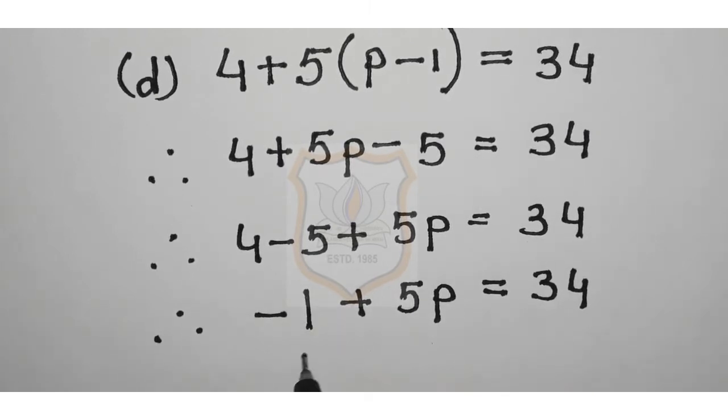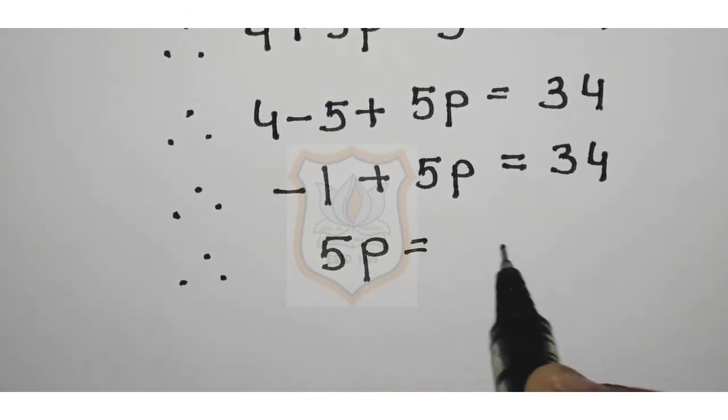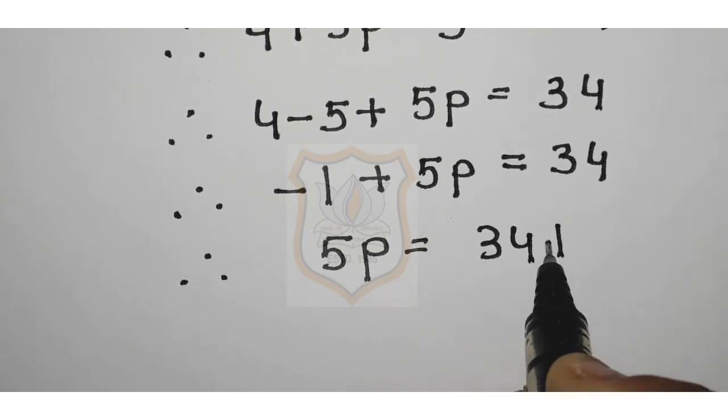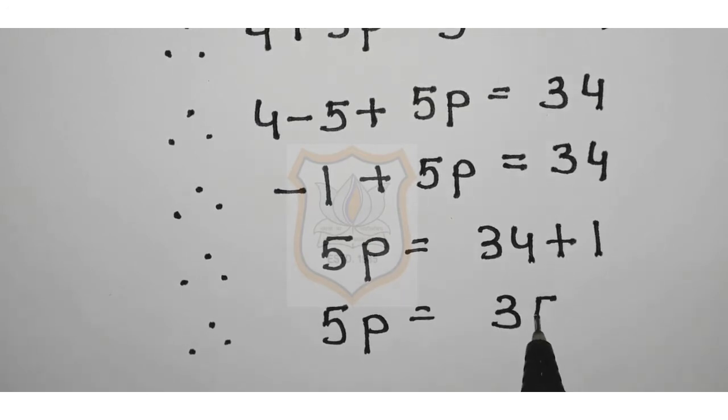Now this minus 1 will be shifted from the left side to the right side and this minus will be converted into plus. Therefore, 5p is equal to 34 plus 1. Therefore, 5p is equal to 35.